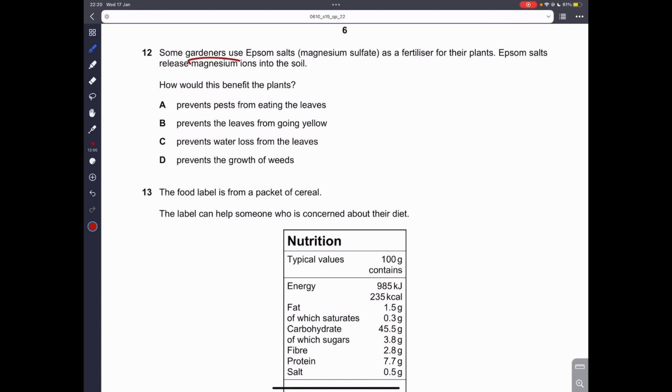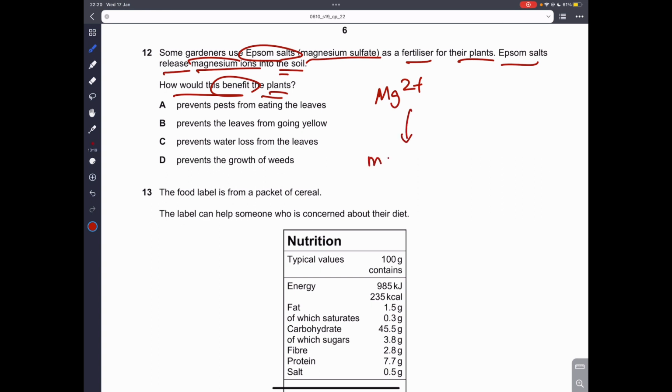Question number 12. Some gardeners use Epsom salts, magnesium sulfate, as fertilizers for their plants. Epsom salts release magnesium ions into the soil. How would this benefit the plant? Now, a fact that you have to know is that magnesium ions are used to make chlorophyll, and this is the green pigment that is found in chloroplast.